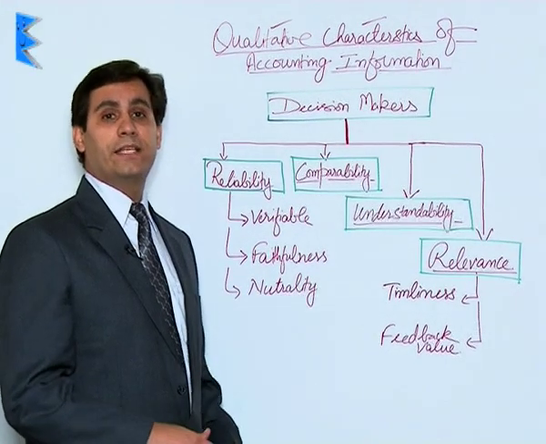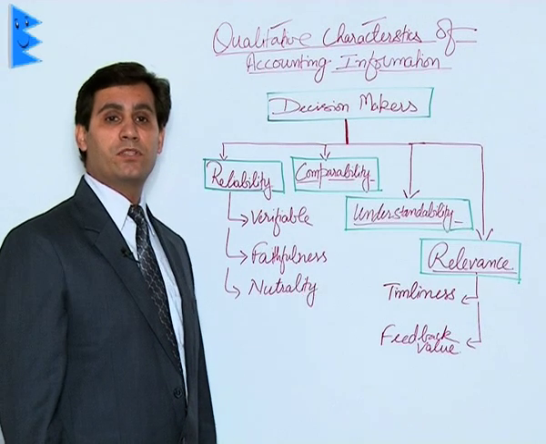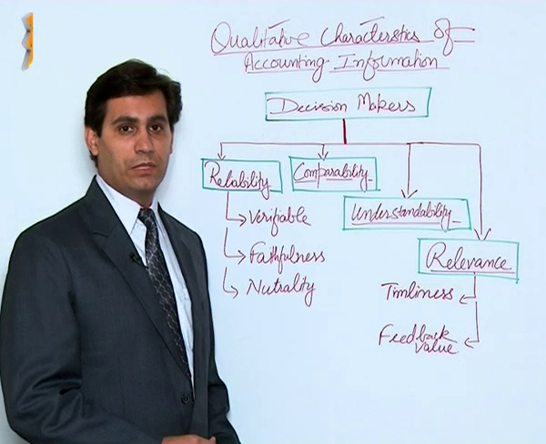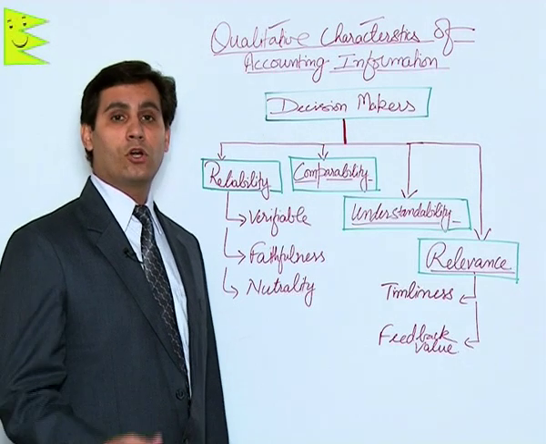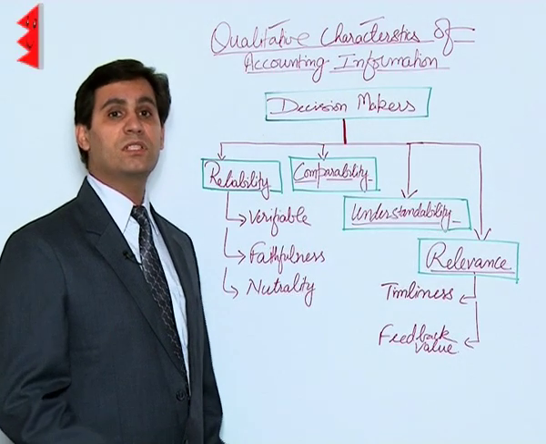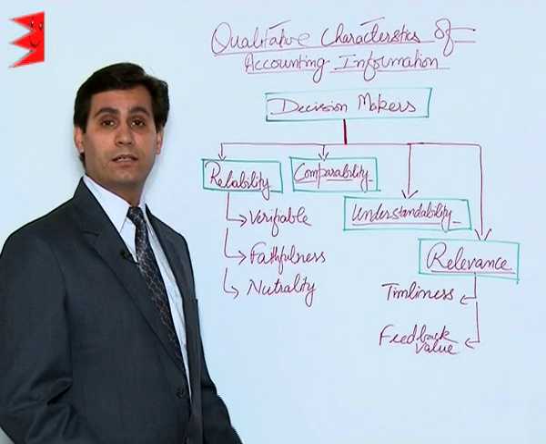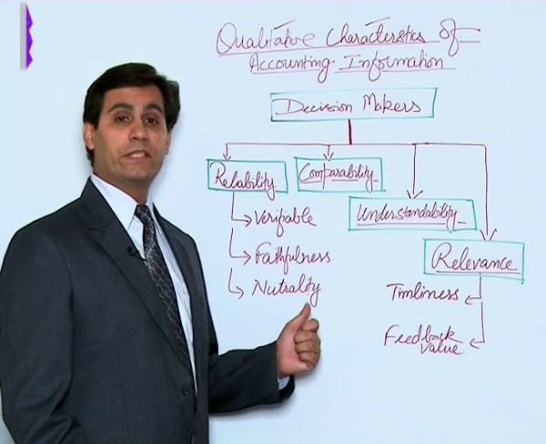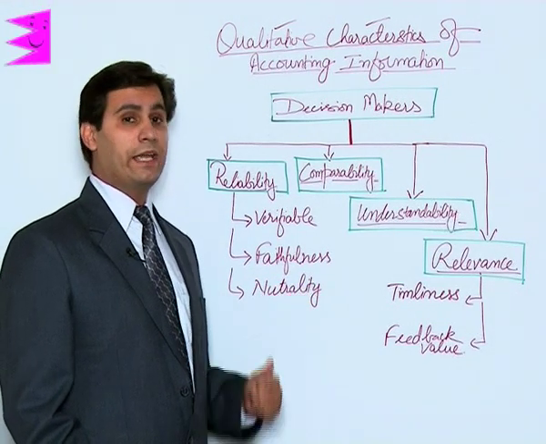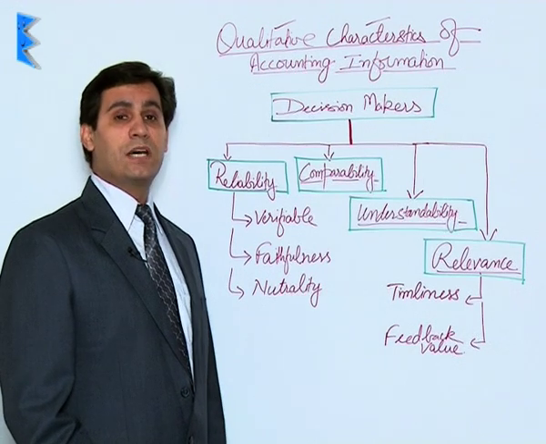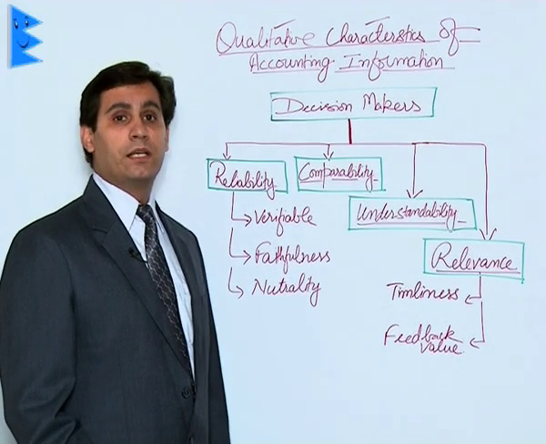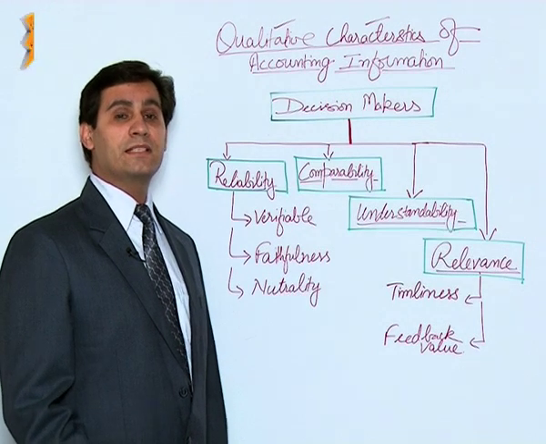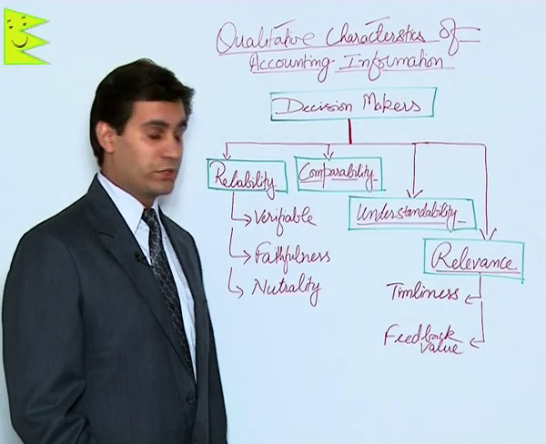Verifiable means, let us say you put an entry that there was a purchase of rupees 1 lakh. Now, that purchase must be verifiable. There must be a voucher or a document or a bill that supports that there was a purchase of 1 lakh. That is the verifiability part. Next is faithfulness. That is, any information that is conveyed must be in a faithful manner. It must be intended to convey the same meaning as is actually represented through accounts.